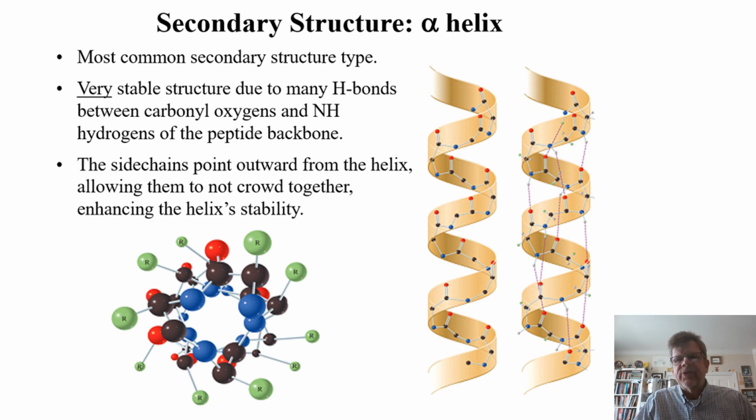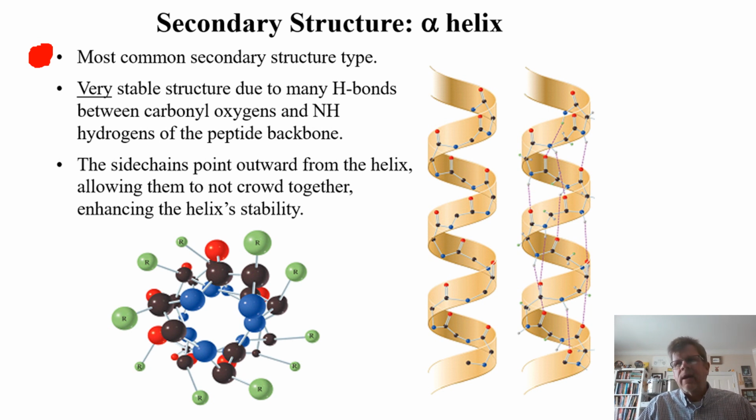The alpha helix in secondary structure is the most common secondary structure type. We see it more often in proteins than we do the beta sheet. As we were saying before, the reason that alpha helices tend to form is because of this very highly stabilized structure, which we'll talk about momentarily.